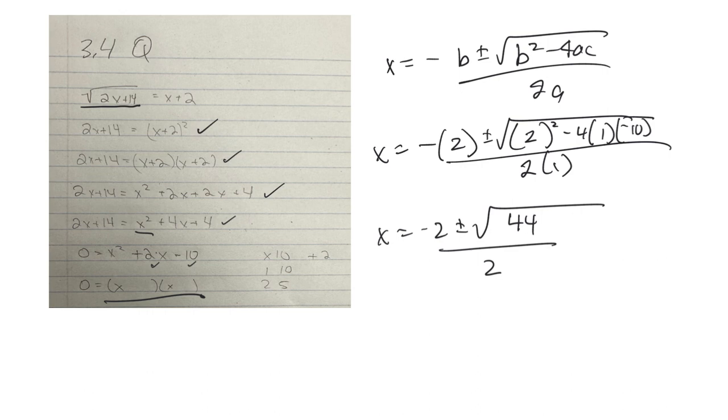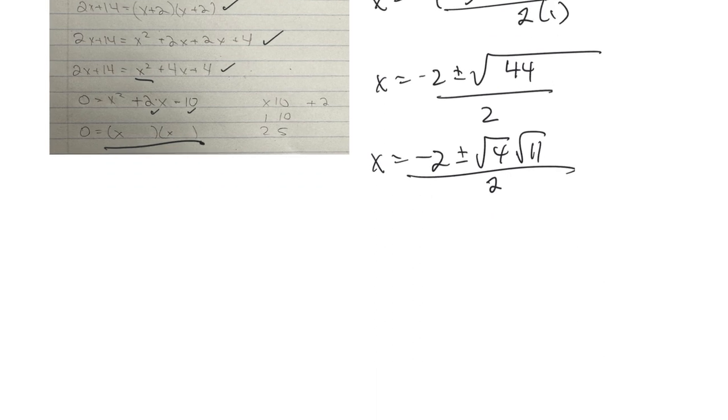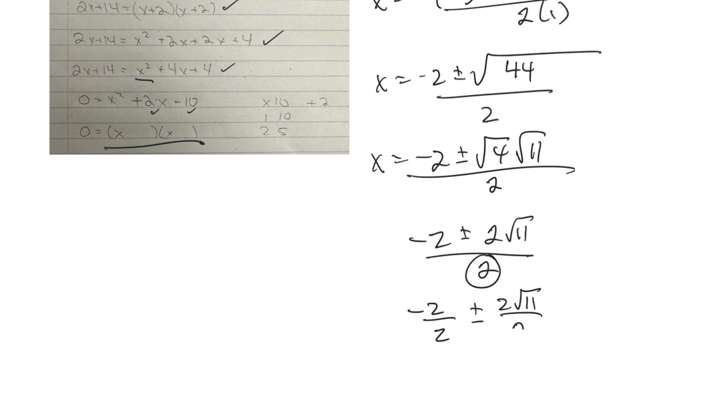And then I can simplify the square root of 44 to square root of 4 times square root of 11, all over 2. And the square root of 4 is 2. And this is a common denominator, so I could write it as minus 2 over 2 plus or minus 2 root 11 over 2. So 2 divided by 2 is 1, so negative 1 plus or minus, the 2's cancel, so just root 11. So that would be my answer for that question.